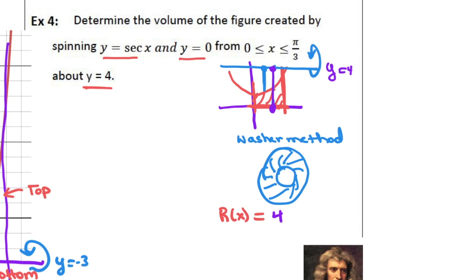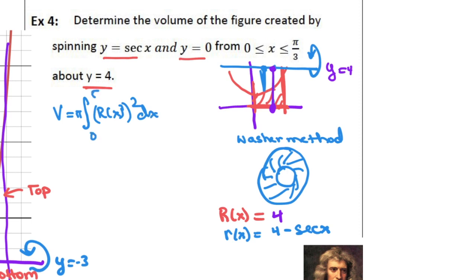Now the inner radius is smaller, so let's give it little r of x, and that length is going to be 4 minus that red curve, which is your secant x. So the volume in this problem is going to be the pi integral of our larger radius, big R of x, remember that squared, dx. We're going to integrate from 0 to pi over 3. But then we're going to subtract off pi integral of little r of x, and that one's going to be squared dx as well. So put it all together.